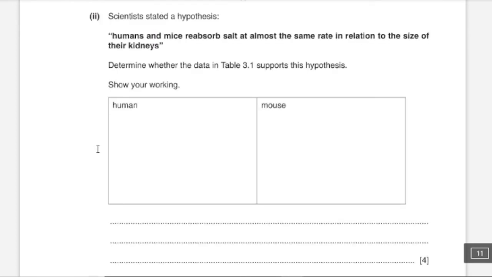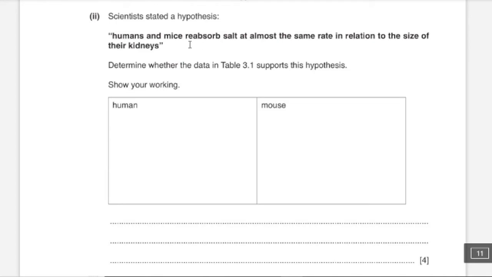Scientists stated a hypothesis: humans and mice absorb salt at almost the same rate in relation to the size of their kidneys. Determine whether the data in table 3.1 supports the hypothesis and show your working. Okay, so the hypothesis states that they absorb salt at the same rate in relation to the size of the kidneys. Alright, so this means we're supposed to be calculating the rate since we are supposed to see whether this hypothesis is right or not.